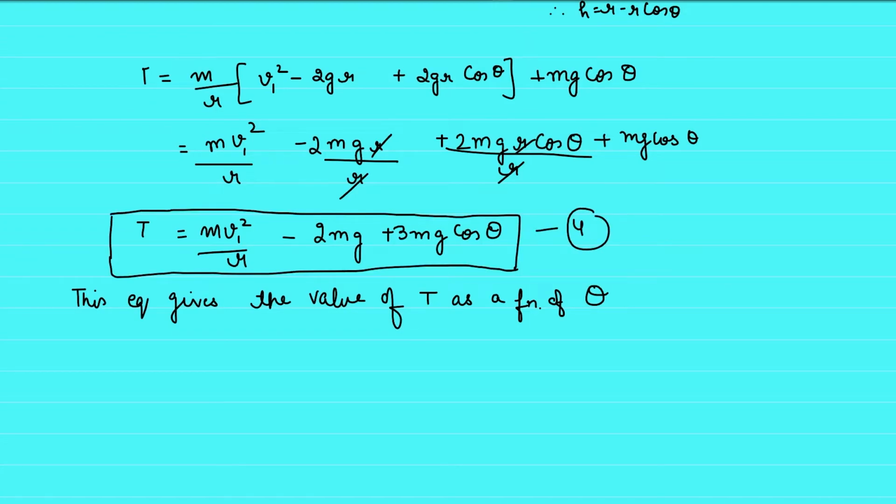Now we have the value of velocity as well as tension. Now let us try to find out, using these expressions, the value of T and v at various points. We can start with the lowest position. Now at the lowest position, that means at point A, what will be the value of theta? Theta will be equal to 0.